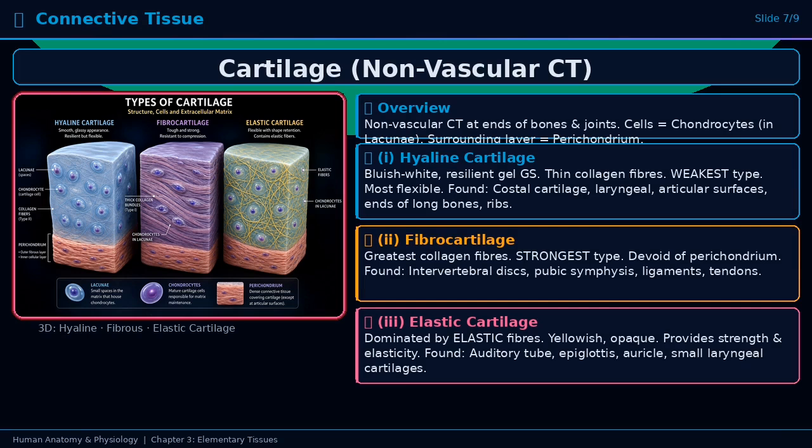Hyaline cartilage, bluish-white, contains resilient gel as ground substance with very thin collagen fibers, found at costal cartilages, articular surfaces, and laryngeal cartilages. Weakest but most flexible type. Fibrous cartilage, or fibrocartilage, toughest type with greatest amount of collagen fibers, found in intervertebral discs, pubic symphysis, and ligaments, provides strength, rigidity, and support. Elastic cartilage, dominated by elastic fibers, yellowish, opaque, found in the auditory tube, epiglottis, and auricle, provides strength and elasticity.